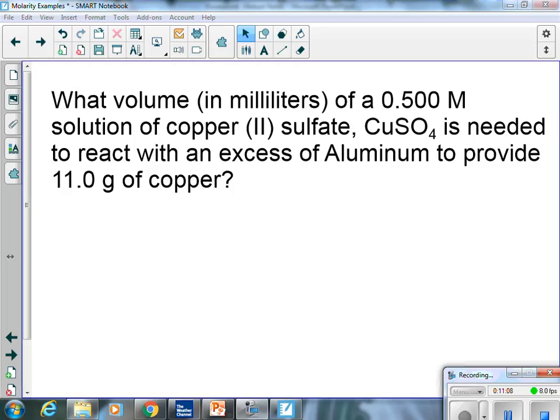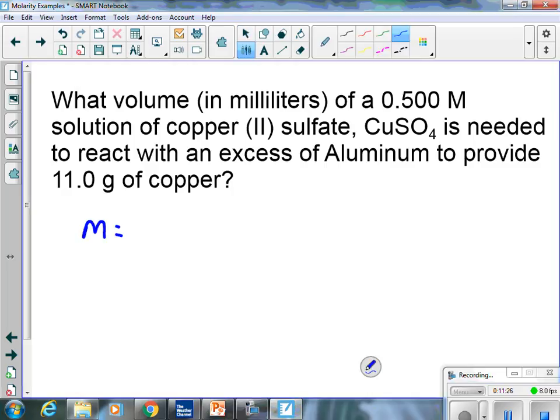This has got a lot into it, folks, because my final product of copper is not what they're asking me for. What they're asking me for is what I started with, and they're giving me a value for my final product of copper. All right? Well, what I need to do is remember that molarity is moles over liters, right? I am trying to find what? Liters, because I need to convert that to milliliters.